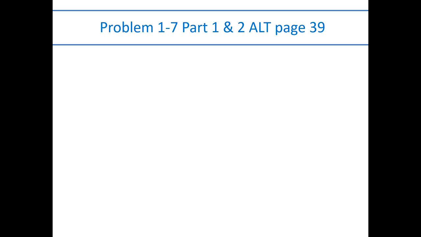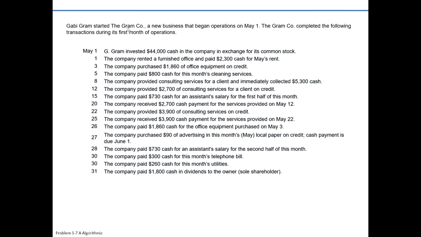In this video, I'm going to cover an alternate version of problem 1-7, the first two parts. Additional videos are going to cover the financial statements. Just to set up the problem, the owner, Gabby Graham, is going to start a consulting business, Graham Company, on May the 1st and encounter a variety of activities in the month of May.